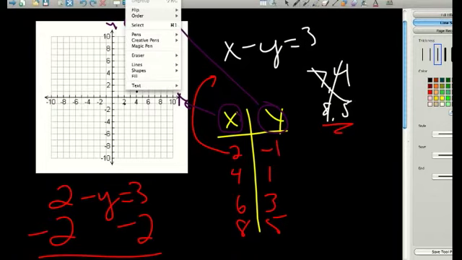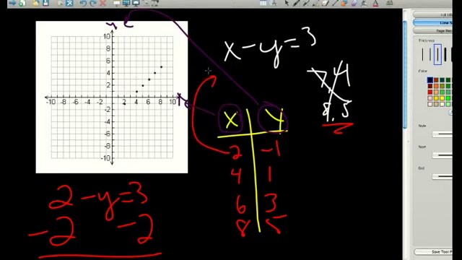It should be on the line because this is what you call a linear equation. If you've ever heard that expression before, a linear equation means that when you graph it, it looks like it's on a line. Look at that. All these points are on a line. I'm just going to get rid of this line real quickly to show something.